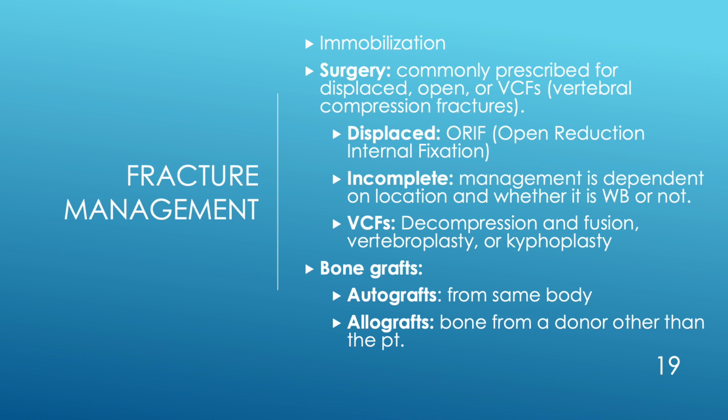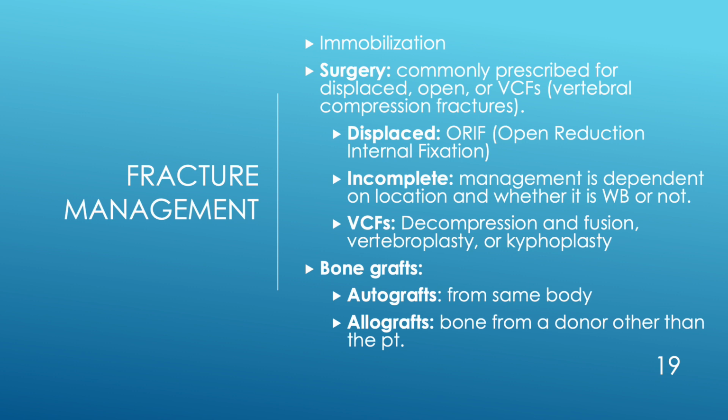Fracture management often involves immobilization and surgical interventions, which are key components of fracture management, especially for displaced, open, or vertebral fractures. Here are some details about these approaches and bone graft options. Immobilization is essential for stabilizing fractures and promoting optimal healing. This can involve casting, splinting, or bracing, depending on the type and location of the fracture. Immobilization is typically used for stable fractures that do not require surgical intervention or for temporary stabilization before surgery.